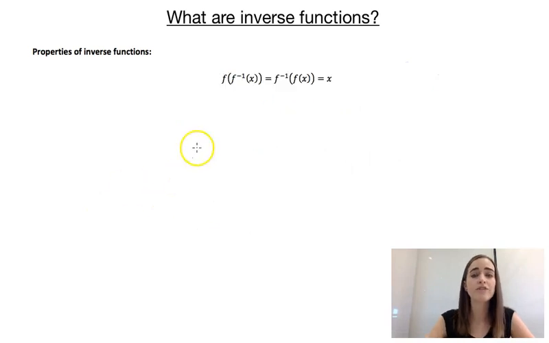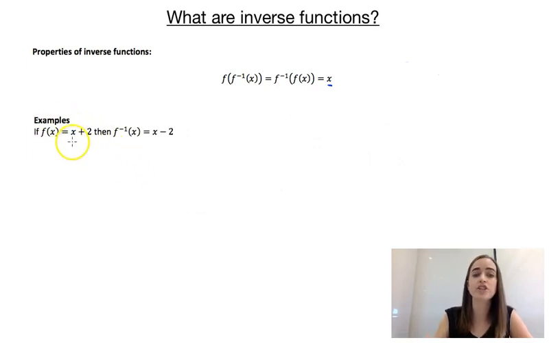The other property I want to have a look at is that these functions undo each other. So if we take the inverse and then we apply the function to that inverse, we're just going to end up with x, and it works the other way around as well. Let's have a look at some examples of that. So this is one of the functions we were looking at before.